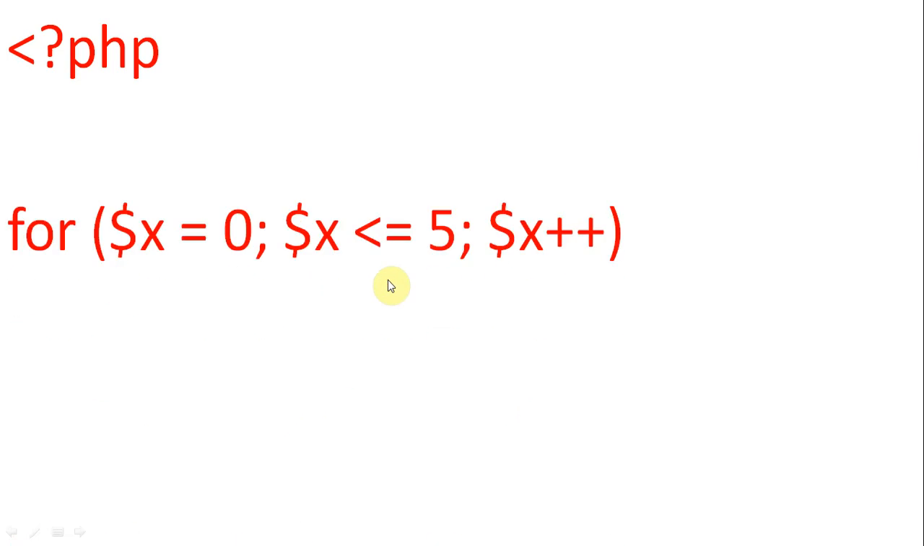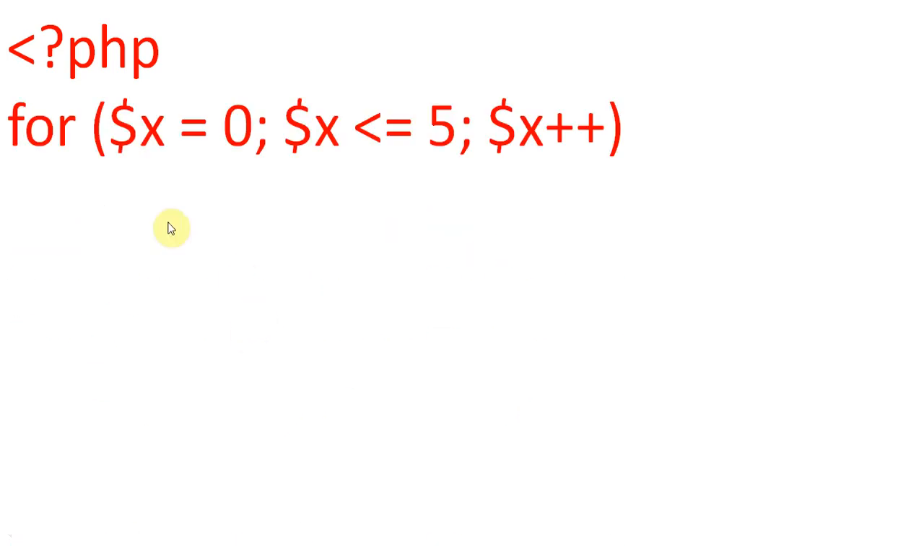Now you can see the for loop. The for loop in PHP is the same as the for loop of Java and C language. And you can see here: x equals 0, and $x is less than or equal to 5, and x plus plus.